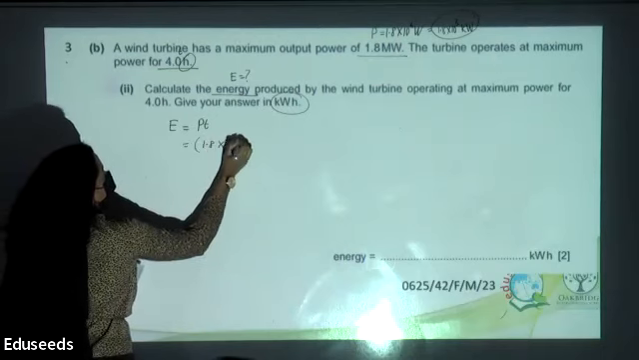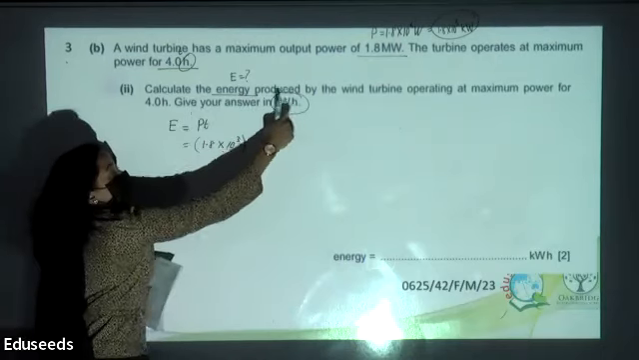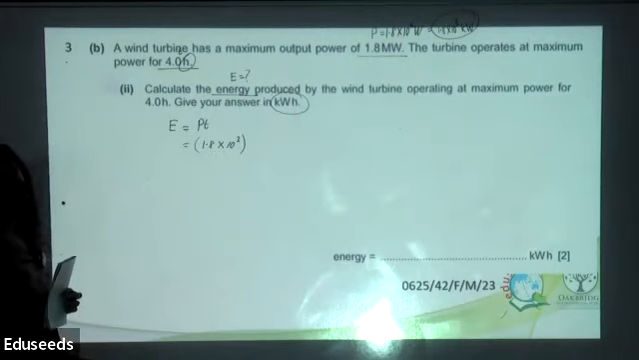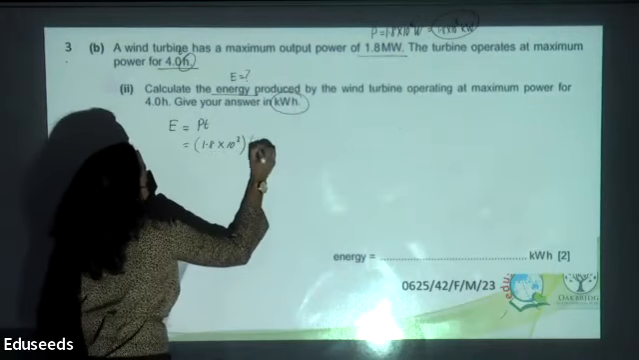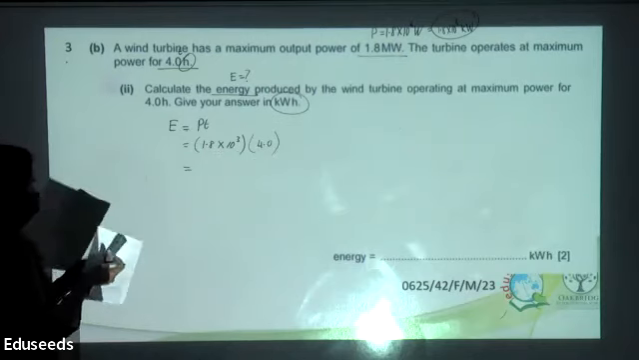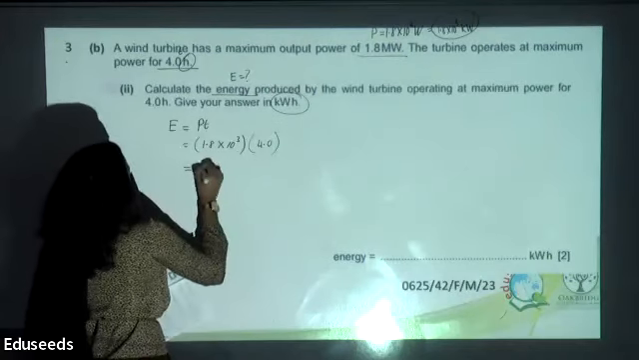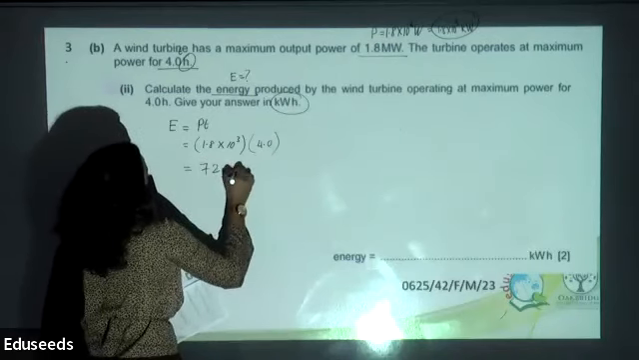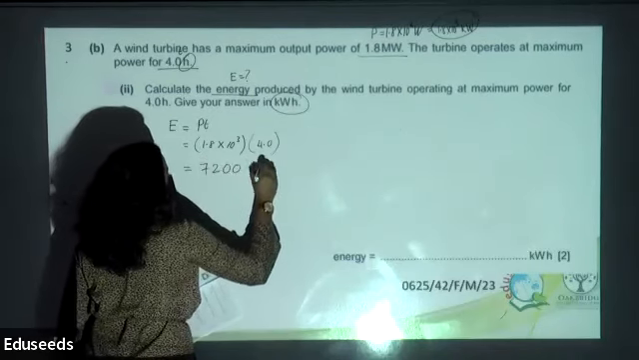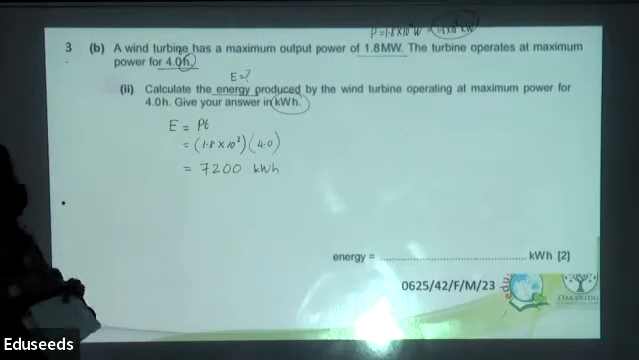1.8 times 10 to the power of 3 kilowatt times, the time is given in hour. You don't need to convert to seconds. So just 4.0. Okay, how much do you get? Round it up to 7.2 times 10 to the power of 3 kilowatt hour. Give in two significant figures.